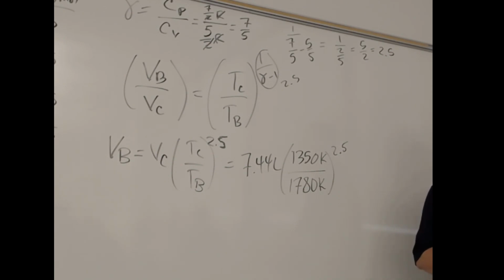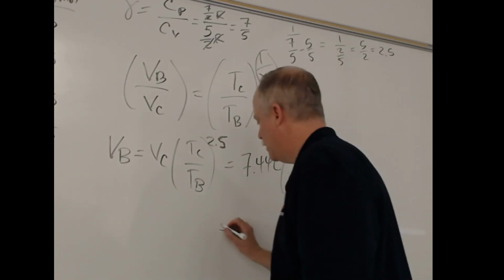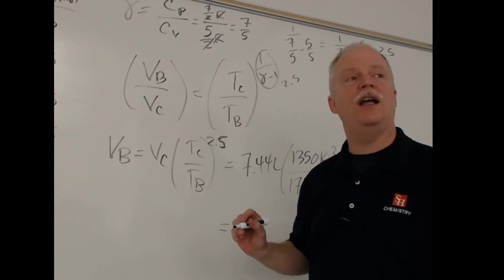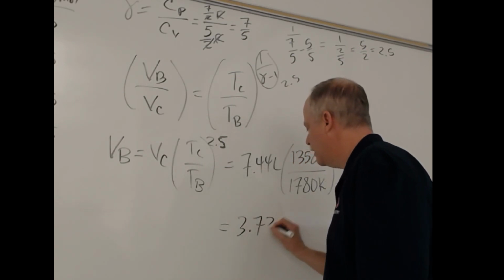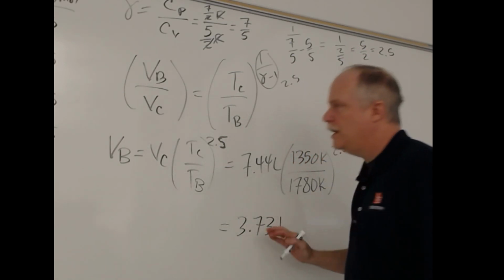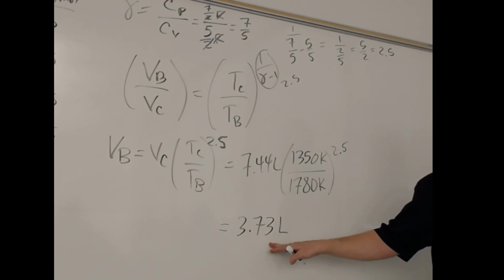Any results from anyone? What do you have, Helen? I have 3.736. 3.7 or 73? Yeah, 3.73, okay, liters. Now we look at that and we do a quick check. Is it between VA and VC? And it is. So that's pretty good.